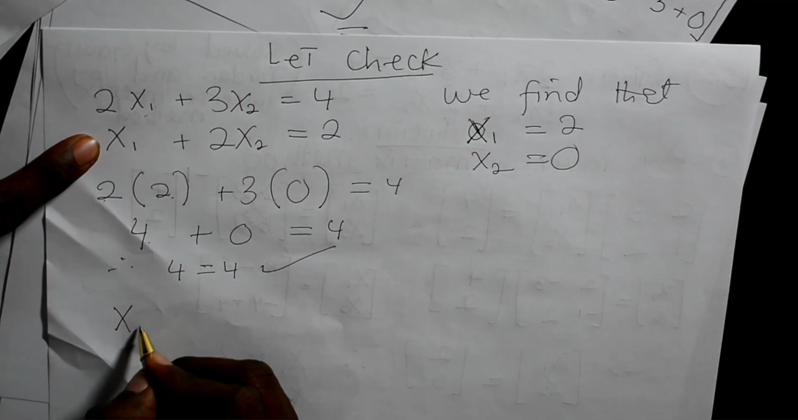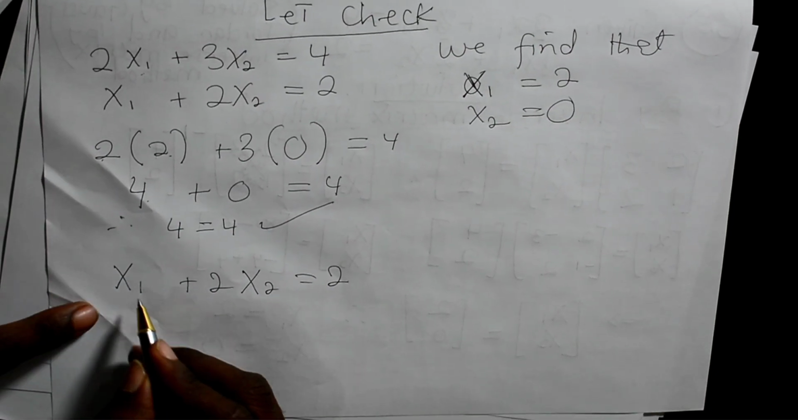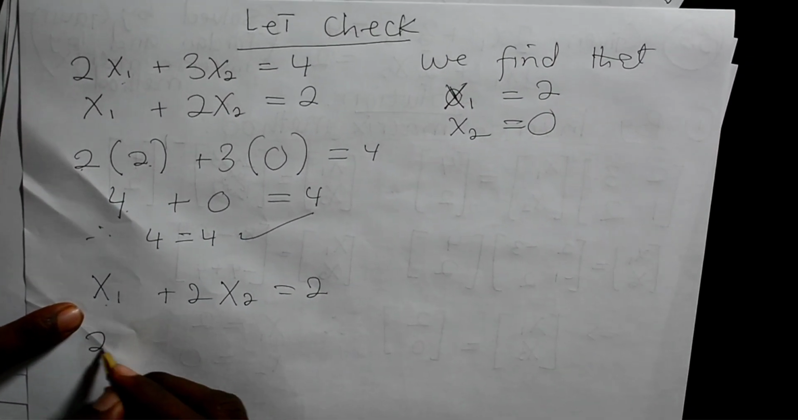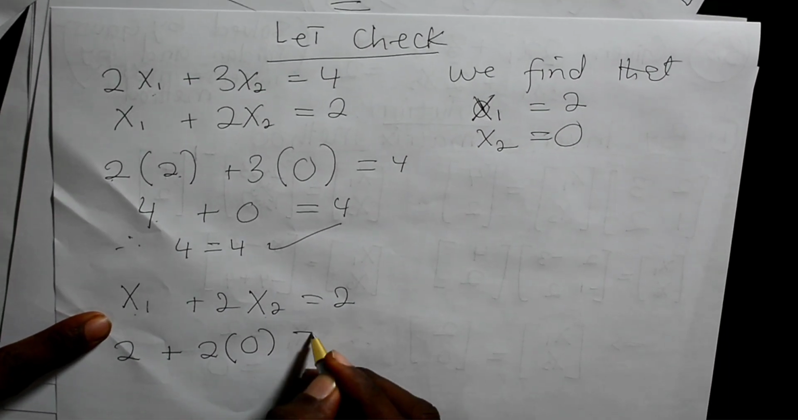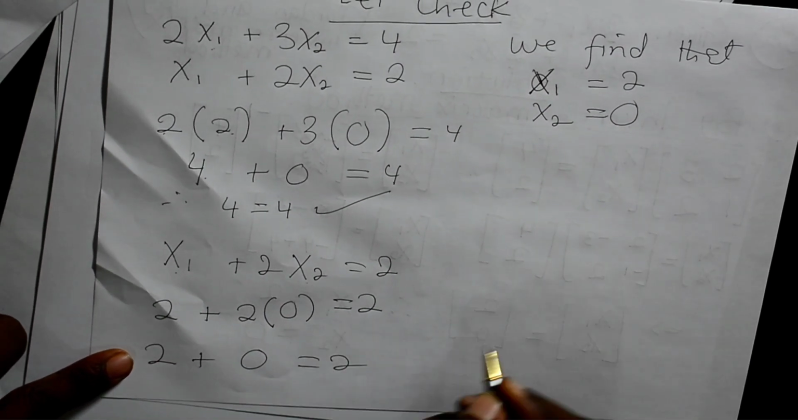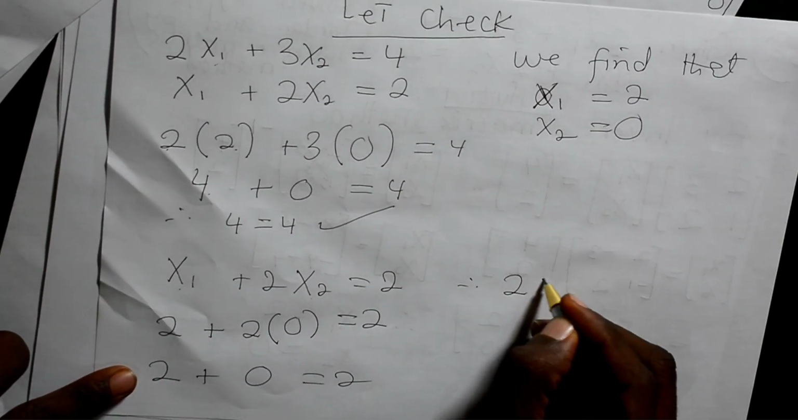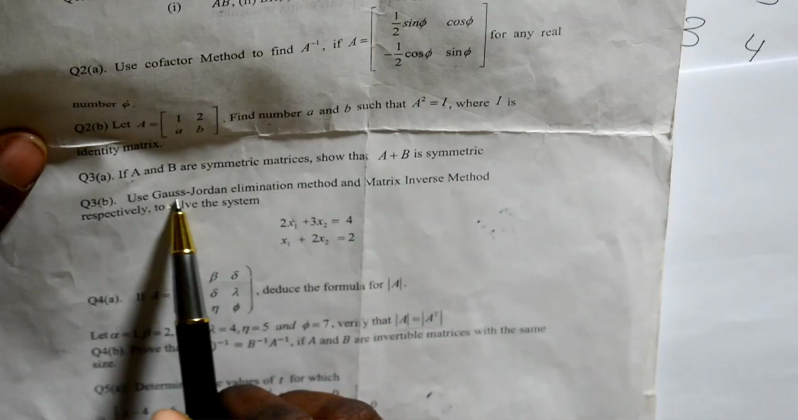x1 plus 2x2 is equal to 2. So now let's substitute 2 plus 2 into 0 as x2 is equal to 2. 2 plus 0 is equal to 2. Therefore, 2 is equal to 2. This is correct. So now we have solved this by matrix inverse method. So now let's go and solve it by Gauss-Jordan method.